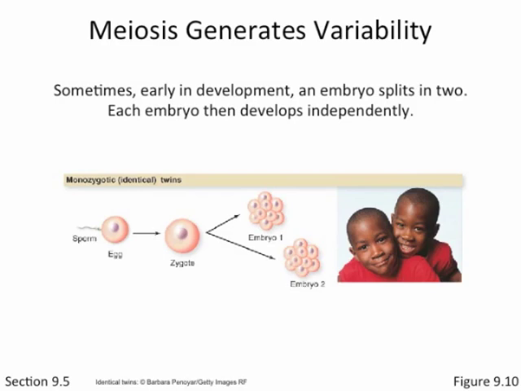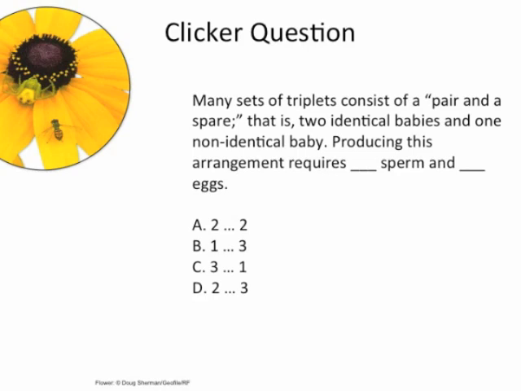All right. So here's a question just to see if you've been paying attention to these last 2 slides. The phrasing in this is from your book, so it's not me that came up with this pair and a spare thing, which I don't know if that's actually a thing. But so many sets of triplets consist of 2 identical and 1 fraternal, basically. I'd never heard that, but this was the slide your book made up. So how many sperm and how many egg cells are required to produce this? To have 1 set of identical twins and 1 non-identical.